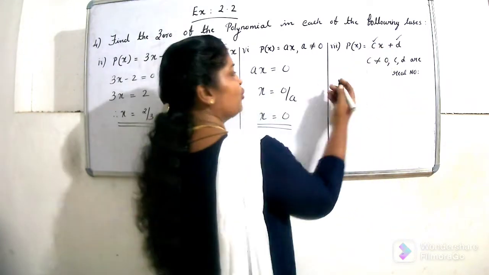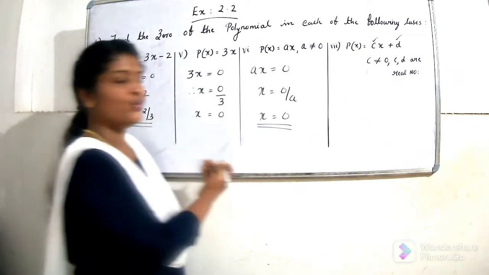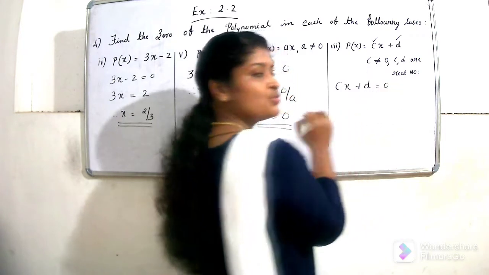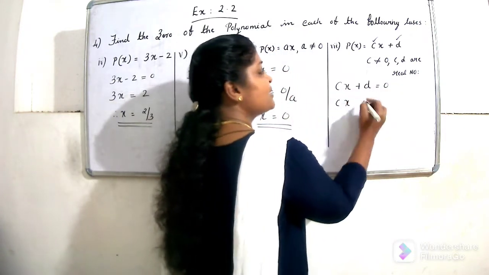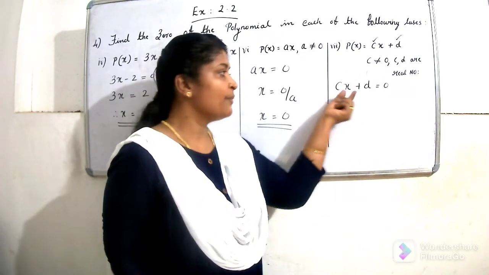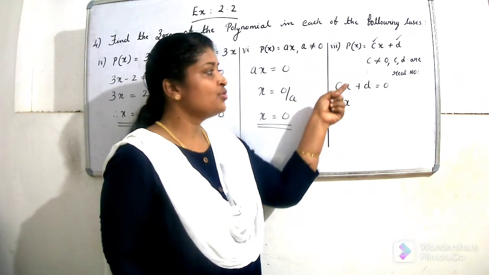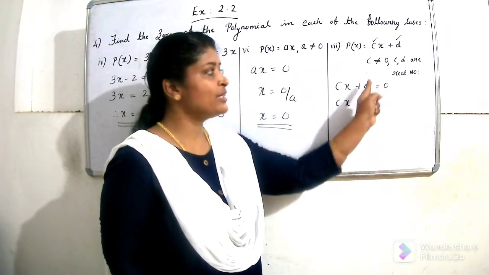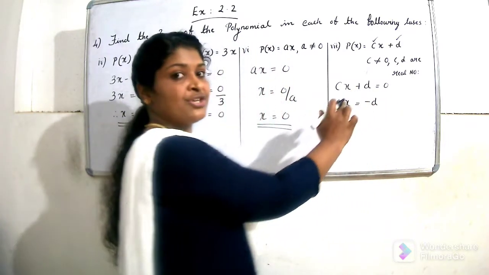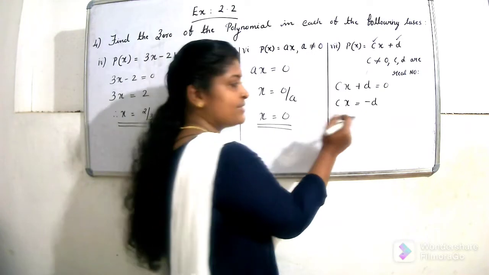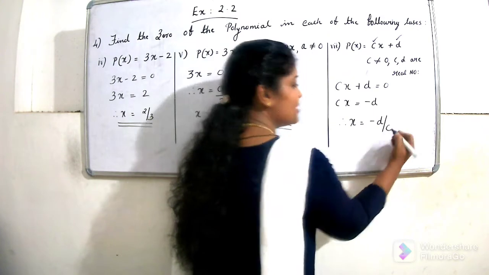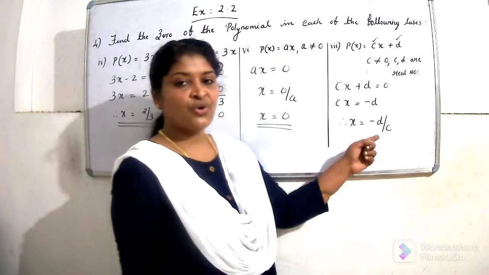We have to take the polynomial and do it in the usual way. So cx plus d equals 0. Then, in cx plus d, which term has to go to the other side first? d has to go, because x is the variable here, so we take it last. First d has to go to that side. So cx equals negative d, because here it is positive, plus d, so on the other side minus d. Now x alone: x equals negative d by c. Okay, so this is the zero of the polynomial.